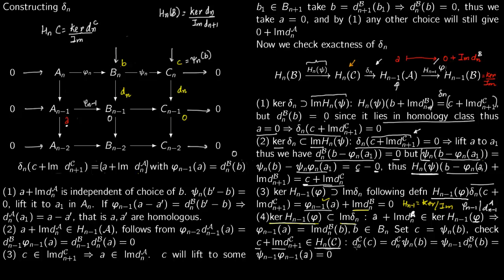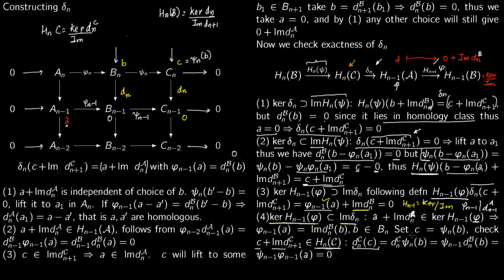So we want this: you apply dn to it, it gets mapped to 0. Now you can see directly from here, instead of C, we are going to go all the way back to A, and to A you first apply phi n minus 1 and then you apply psi n minus 1, you will get 0 because it's a short exact sequence. All the elements here get mapped to 0 here. But let us see this.